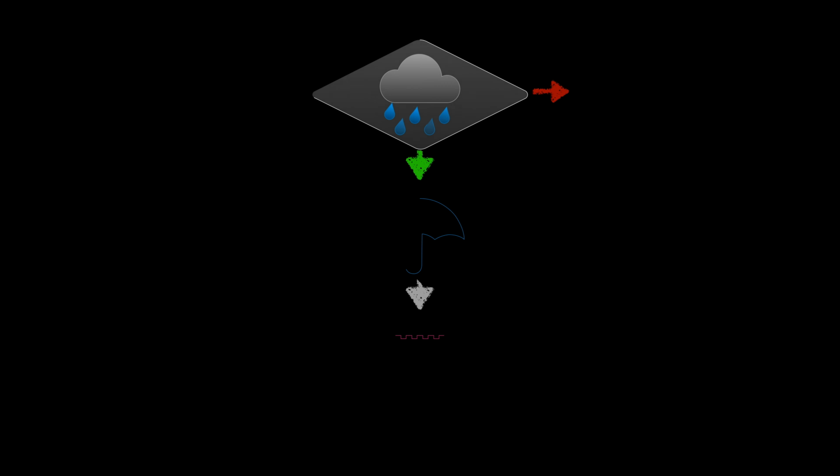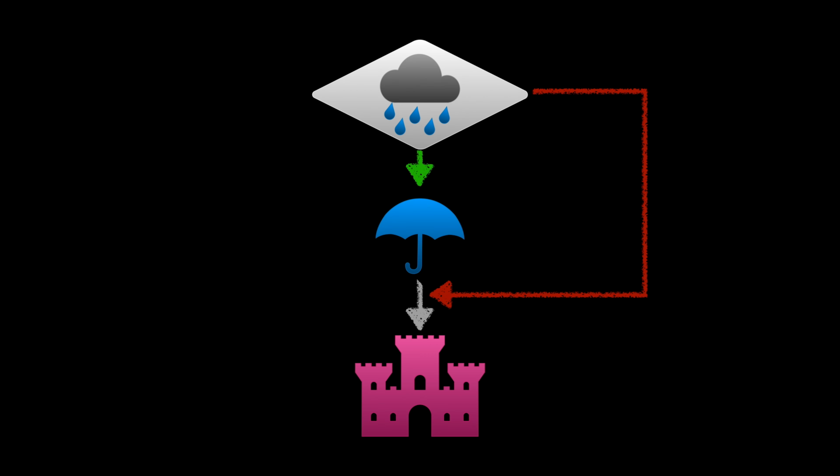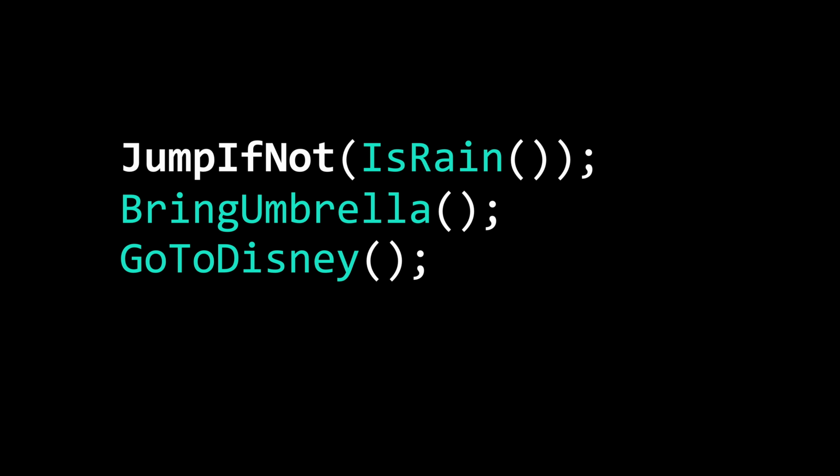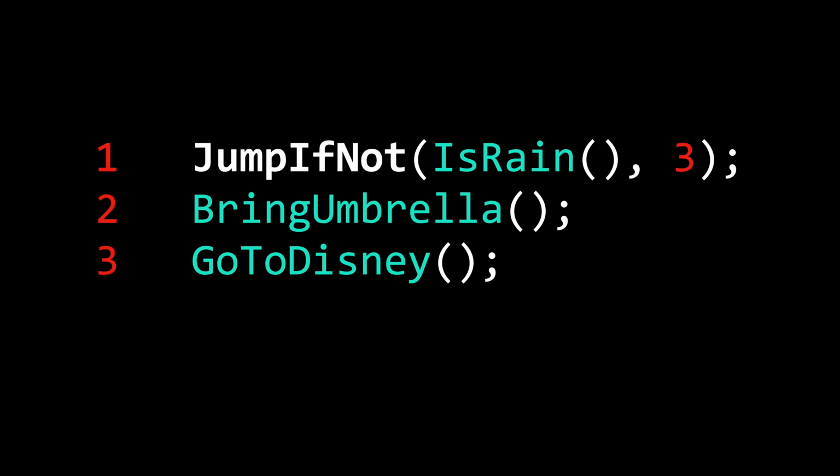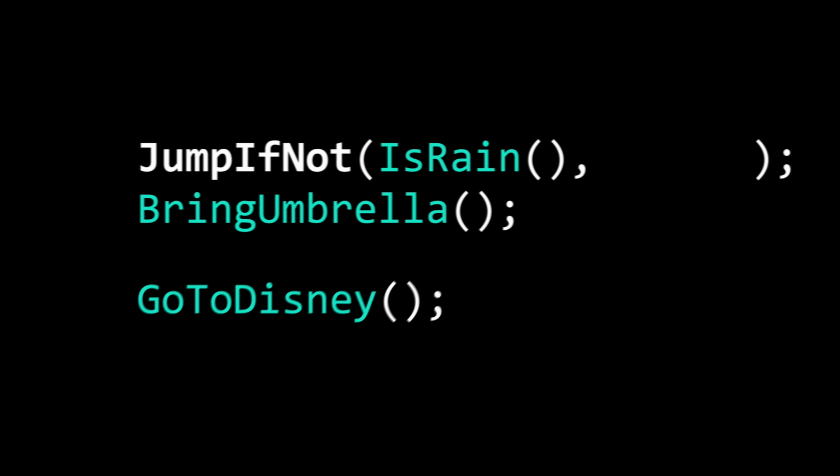Consider a trip to Disney. You only bring an umbrella if the weather is rainy. In other words, you skip or jump this action if the condition is not true. Here, a new function, jump if not, comes to the rescue. It lets the program jump to a certain position only if the boolean parameter is false. This function has another parameter to record the destination by its line number or using a label.